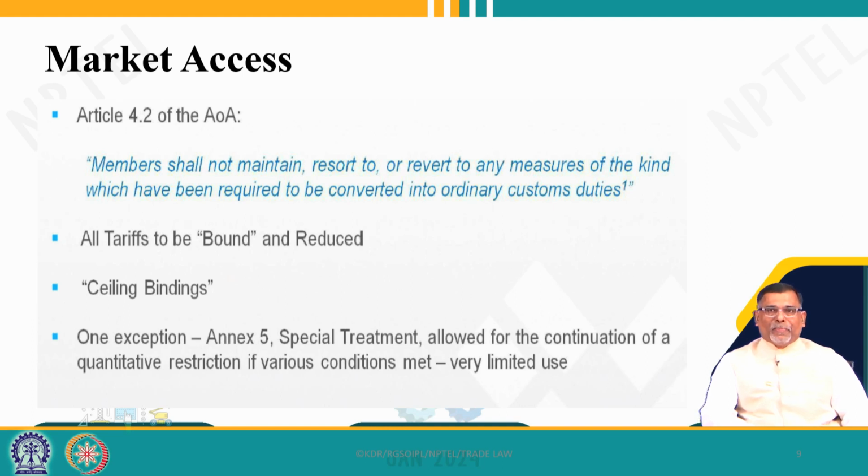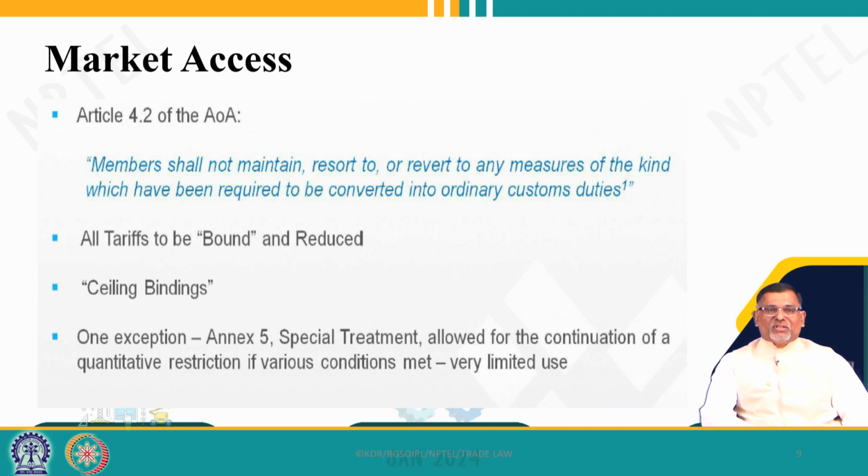So, all tariff rates are converted into bound rates, reduced rates, or ceiling binding rates, and the special treatment is allowed only on continuation of quantitative restrictions in case of certain conditions, limited use. So, QRs are allowed only in certain conditions, and one such condition we talked about is balance of payment problems.